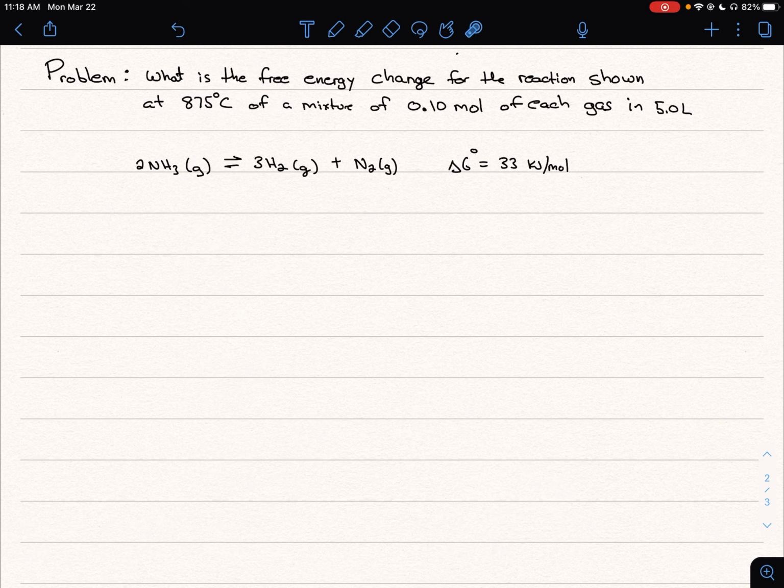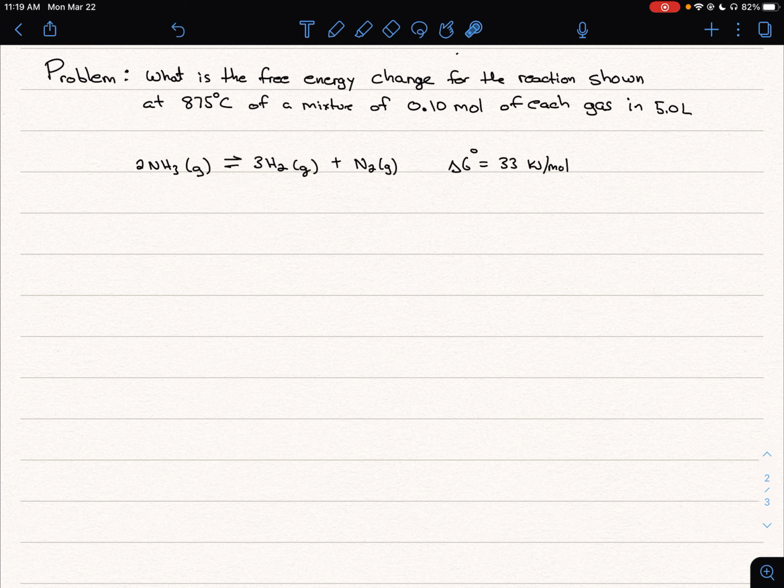So in this video, we're going to solve this problem that's asking us, what is the free energy change for the reaction shown, here's our reaction, at 875 degrees Celsius if we have present 0.1 mole of each gas in a 5-liter vessel. So let's think about how we are going to go about solving this equation.